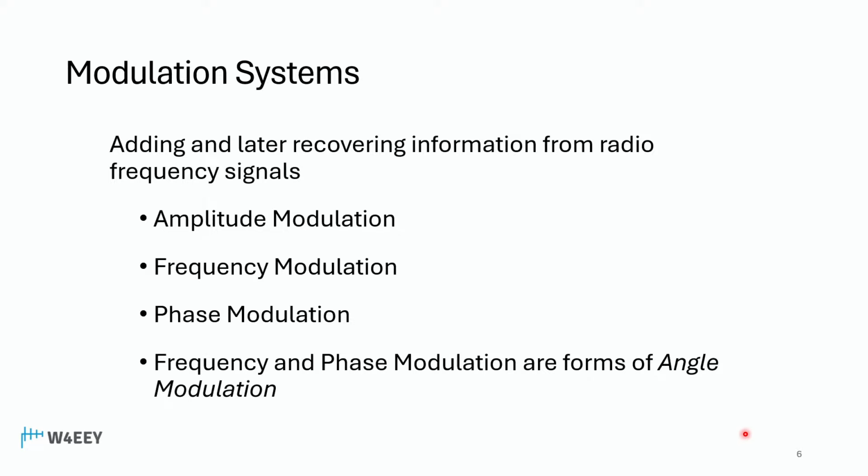So AM was the first voice mode in ham radio. Single sideband is a form of amplitude modulation. We just suppress the carrier and one of the sidebands. CW, believe it or not, is even classified as a form of amplitude modulation because we're starting out with an AM signal, just turning the carrier on and off, nothing in the sidebands.